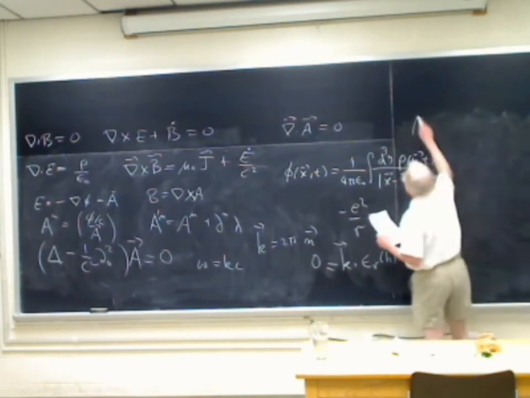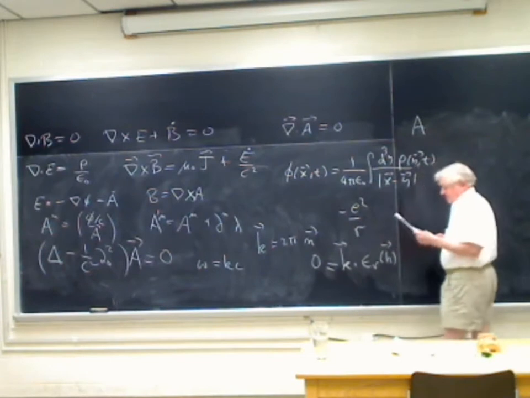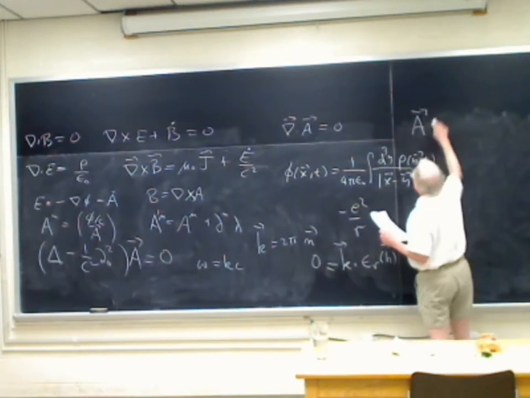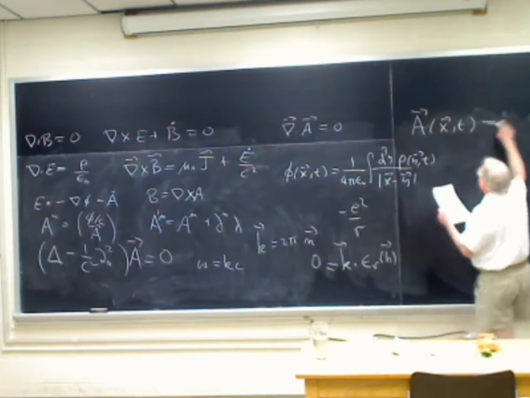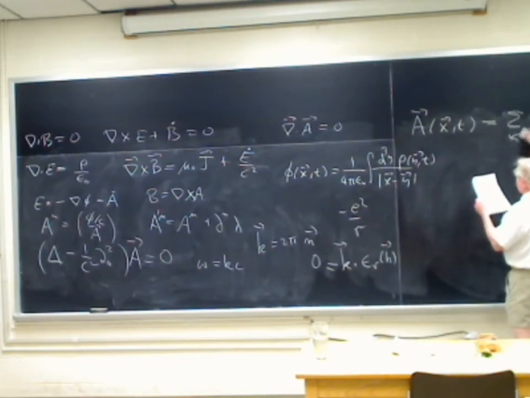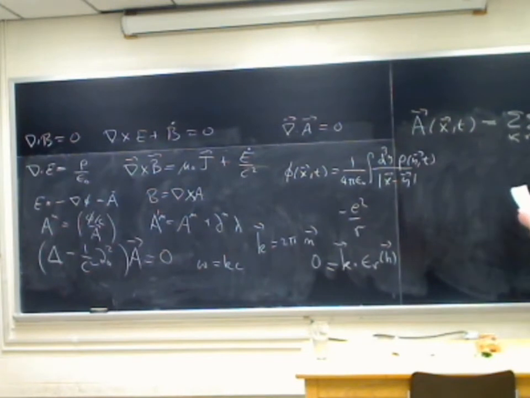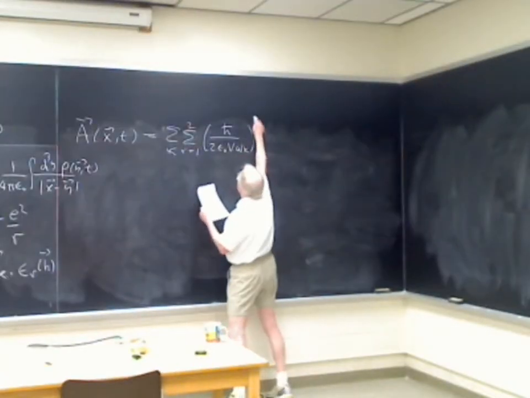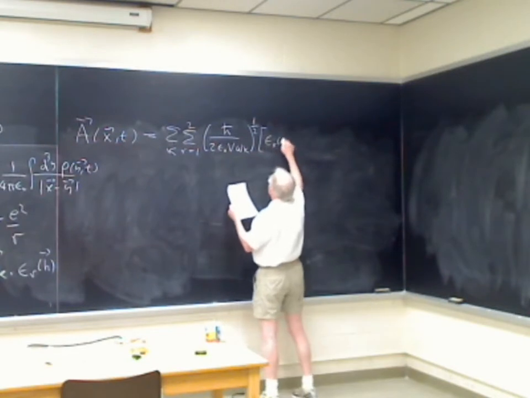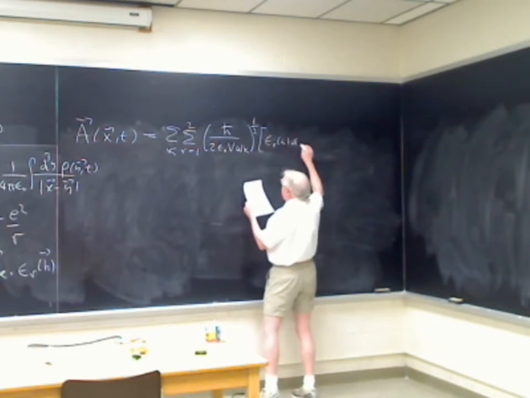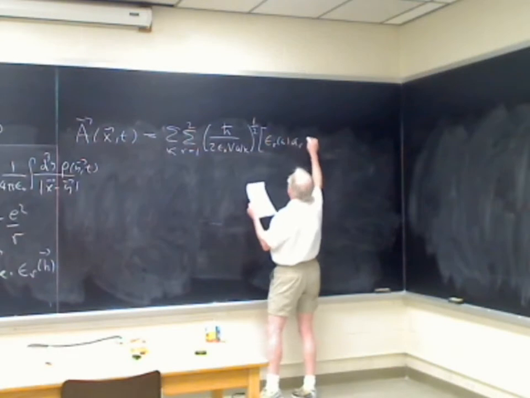And the electromagnetic field, now this is, I'm going to put in the time dependence engendered by the free Hamiltonian, so this is sum over k, sum over the two polarizations, h bar over 2 epsilon 0 V omega k to the 1 half, epsilon r k a sub r.